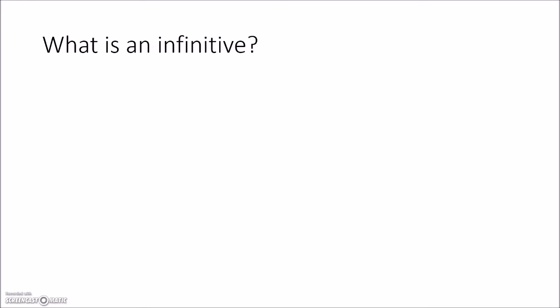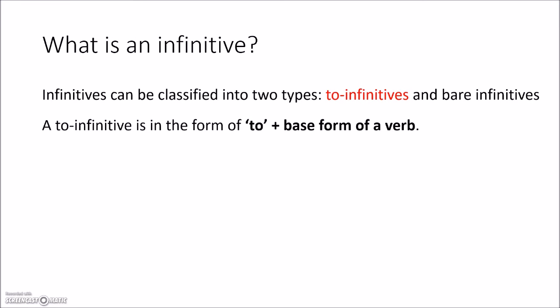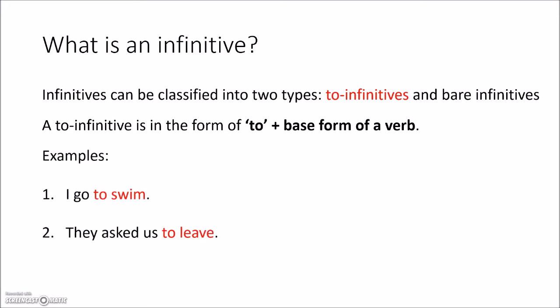So what about an infinitive? What is an infinitive? Infinitives can be classified into two types: to infinitives and bare infinitives. In this video, I'm going to focus on to infinitives. A to infinitive is in the form of to plus the base form of a verb. So take a look at some examples here. I go to swim. They ask us to leave.